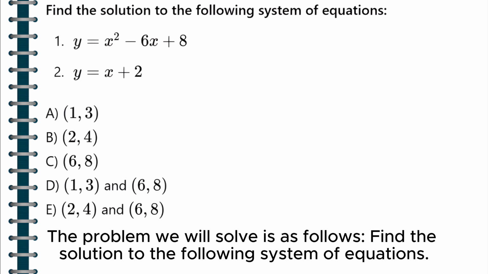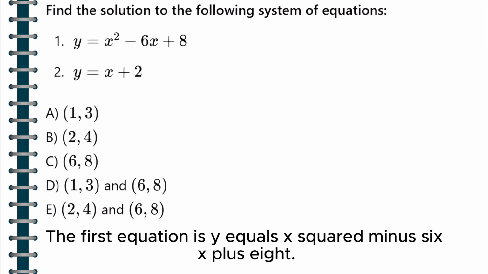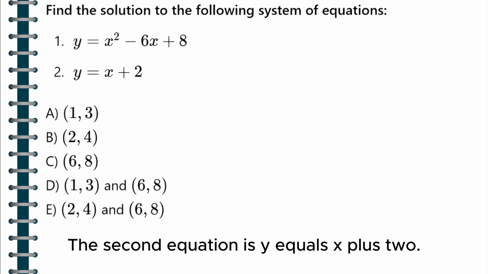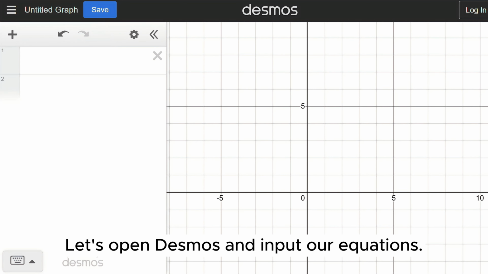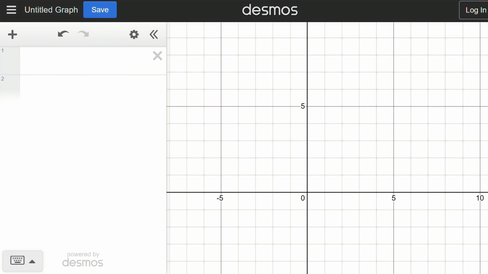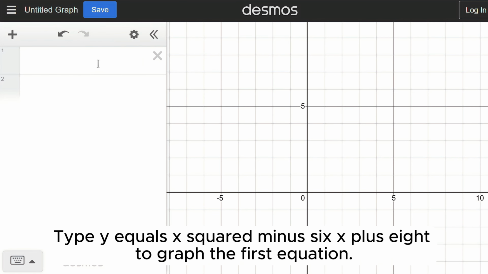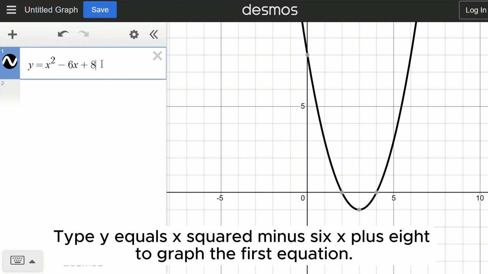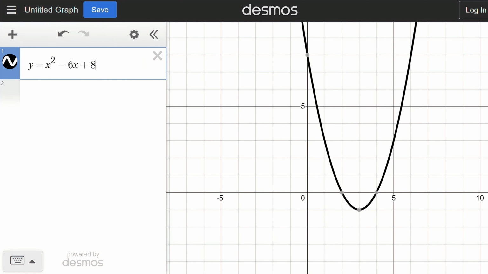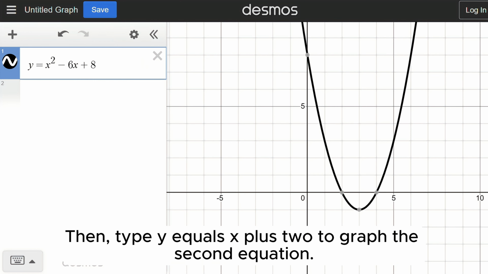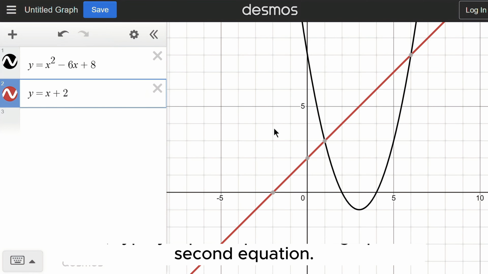Find the solution to the following system of equations. The first equation is y equals x squared minus 6x plus 8. The second equation is y equals x plus 2. Let's open Desmos and input our equations. Type y equals x squared minus 6x plus 8 to graph the first equation. Then, type y equals x plus 2 to graph the second equation.